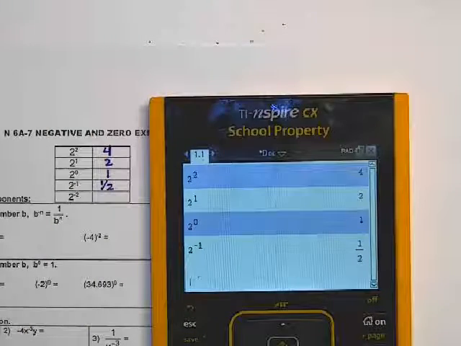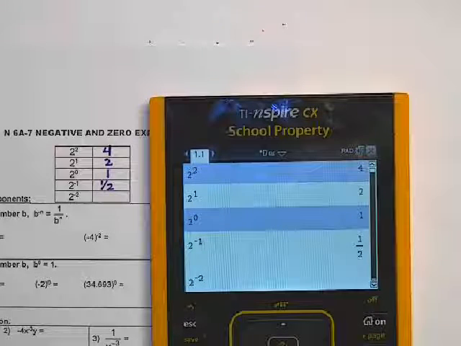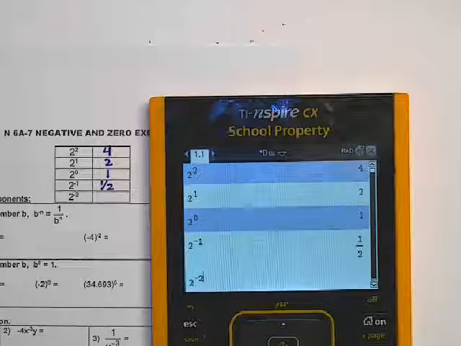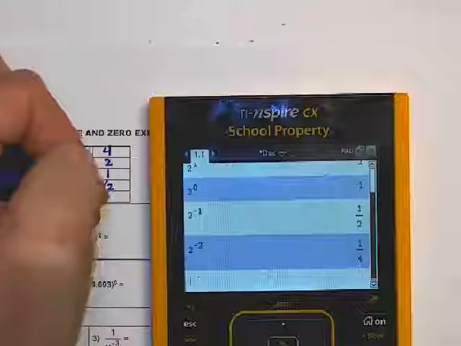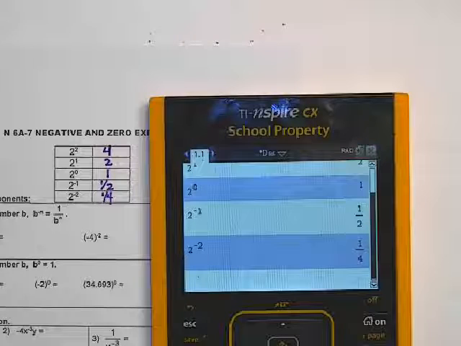Then I do 2 to the negative second power. What do you think it is? 1 over 2 squared, which would be 1 over 4. Anytime you have a negative exponent, it's going to turn into a fraction. You guys know that. That's a review. It just looks a little bit different.